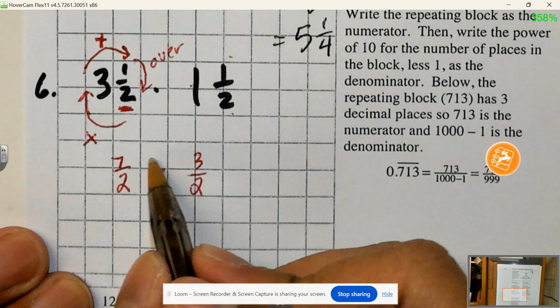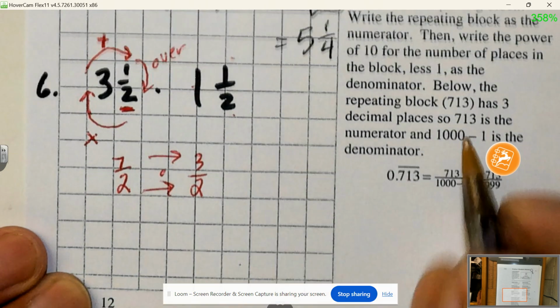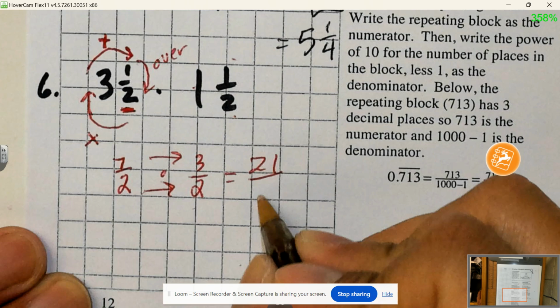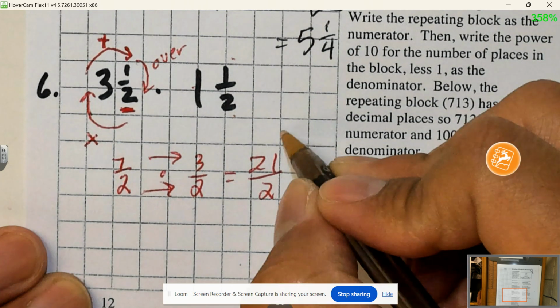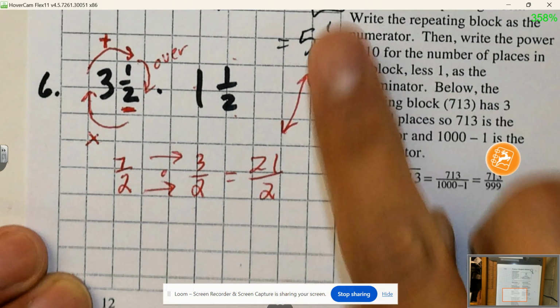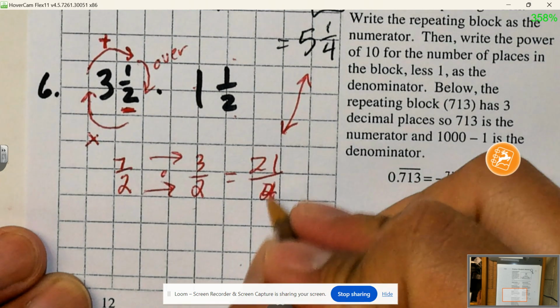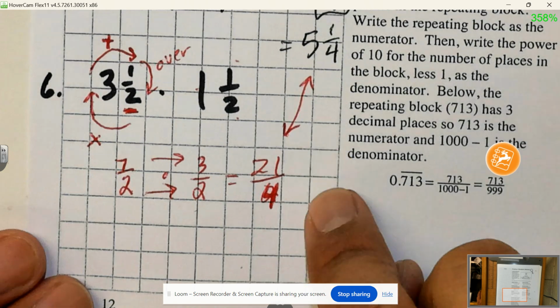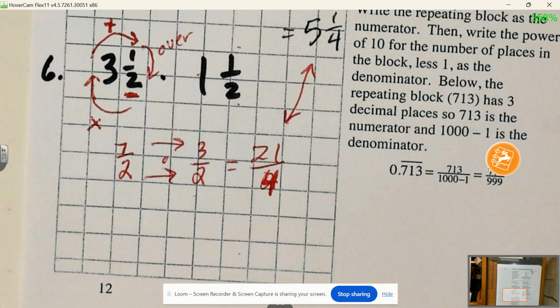Now that we have two fractions, we can just go straight across. Nice and easy. 7 times 3 is 21, and 2 times 2 is 4. Sorry about that. So same answer, 21/4, which we can change to 5 1/4.